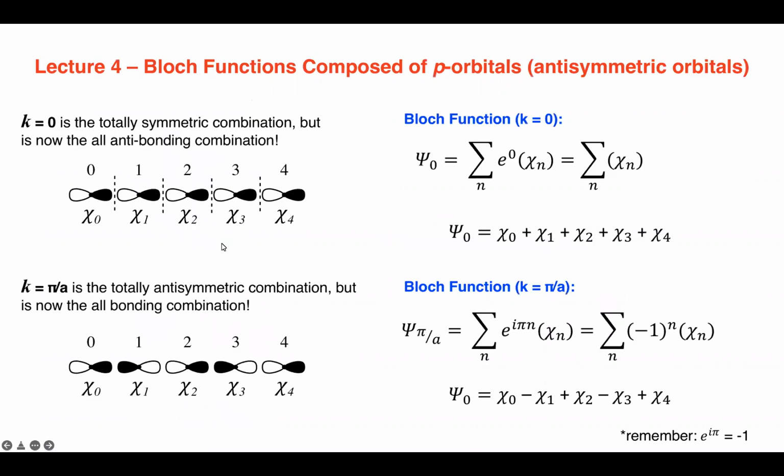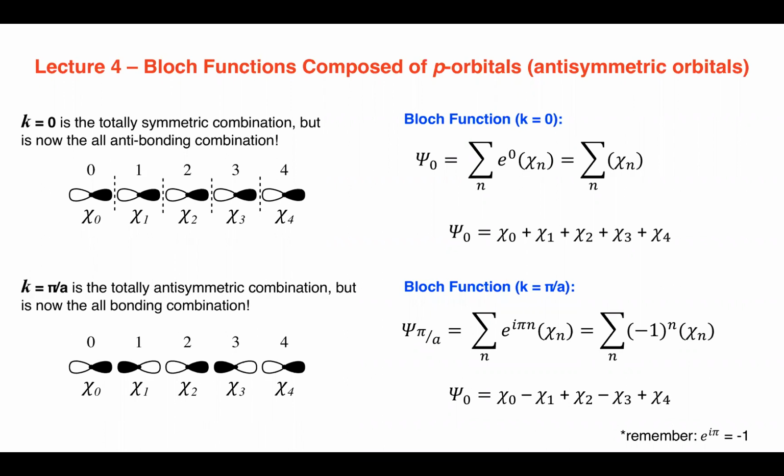Okay, so let's do this game again, but now we're going to use p orbitals instead of s orbitals. Linear combinations of p orbitals: we're going to start off with k equals 0, and then pi over a again. k equals 0 is always just a plus, plus, plus, plus, plus combination. So now I've taken a bunch of p orbitals and lined them up without changing their sign as we move from atom 0 to 1 to 2 to 3 to 4. We're going to do the same thing again. Pi over a, e to the i pi is -1.